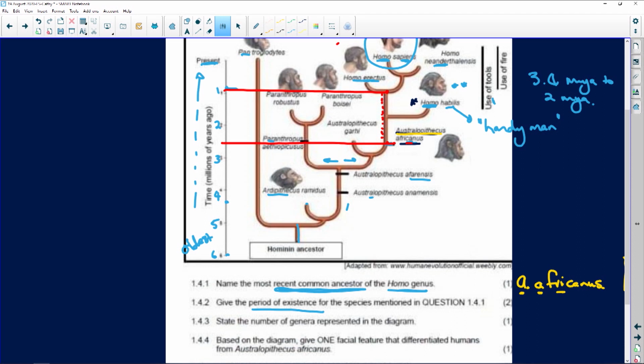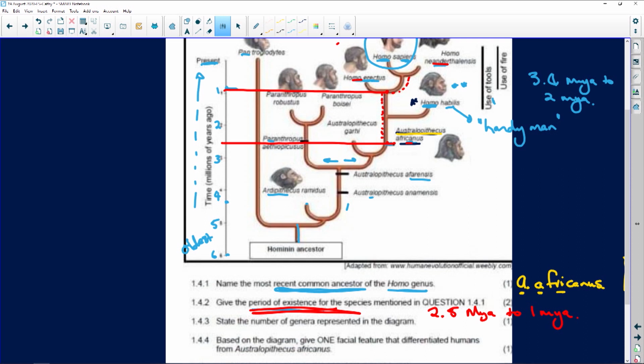But at this point, you've got Homo erectus evolves, and going up, you've got Neanderthalis that evolves. So we know that Australopithecus africanus, the period of existence of the species here, this little guy was from about 2.5 Mya to, because remember we go backwards, about 1 Mya. Okay? And actually, that's not correct.